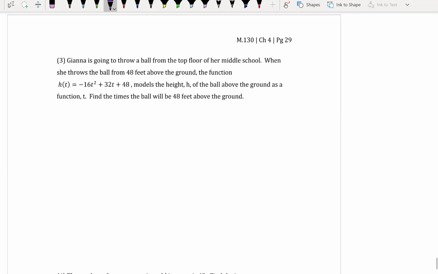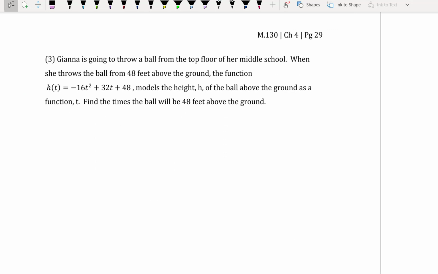So let's go to example number 3. So here it says that Gianna is going to throw a ball from the top floor of her middle school. When she throws the ball from 48 feet above the ground, the function h of t models the height h of the ball above the ground as a function of t. Find the times the ball would be 48 feet above the ground.